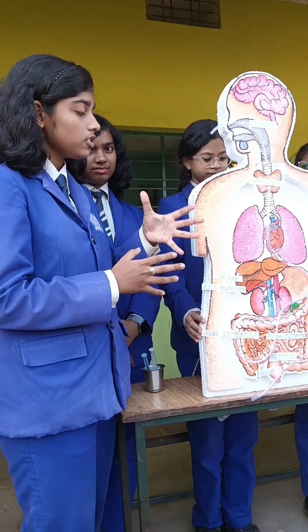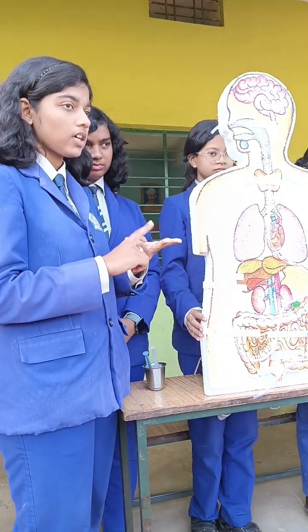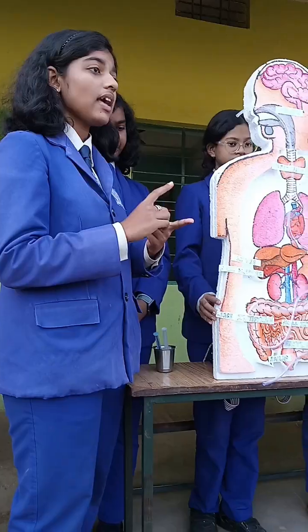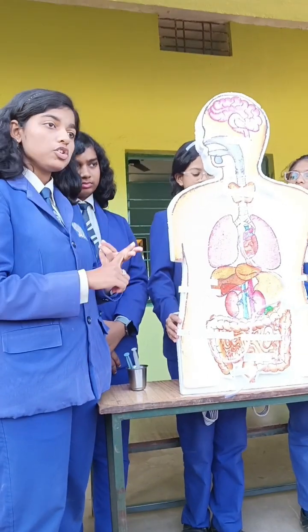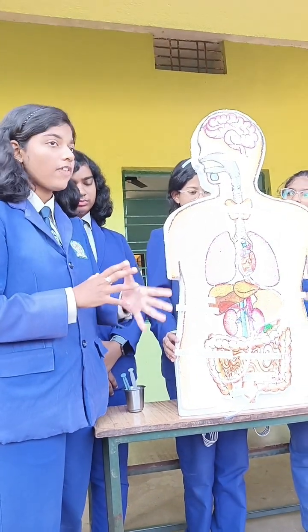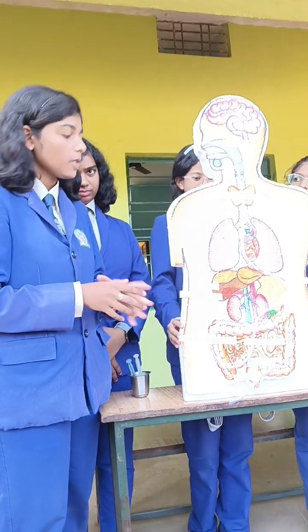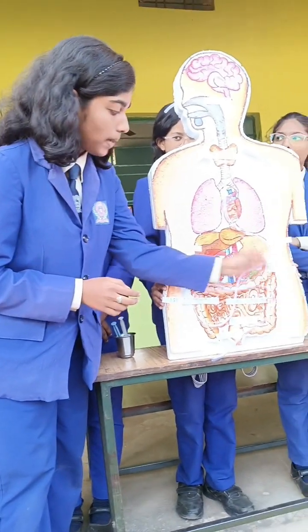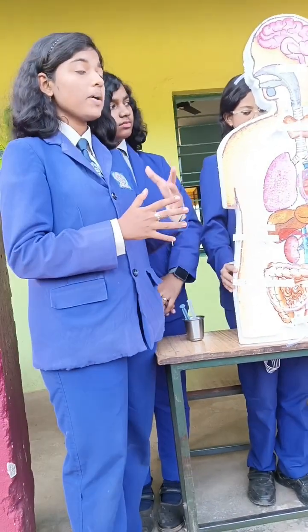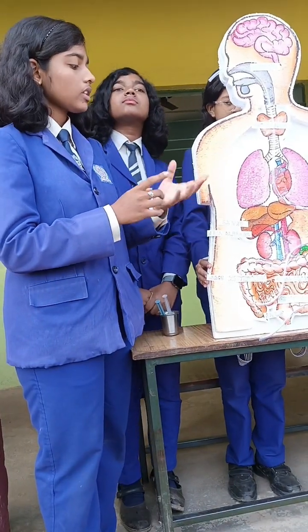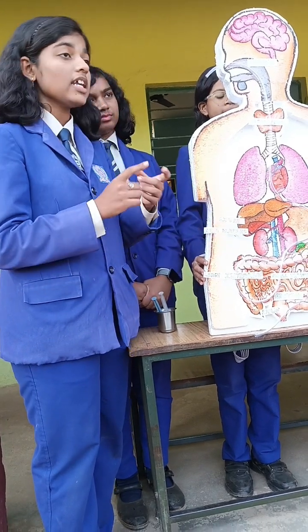Then the bile juice has 2 functions on the chyme. Number 1, it makes the acidic food into alkaline, and number 2, it breaks down the fat present in it and forms it into fat globules. Then the pancreas also secretes the pancreatic juice into the chyme.